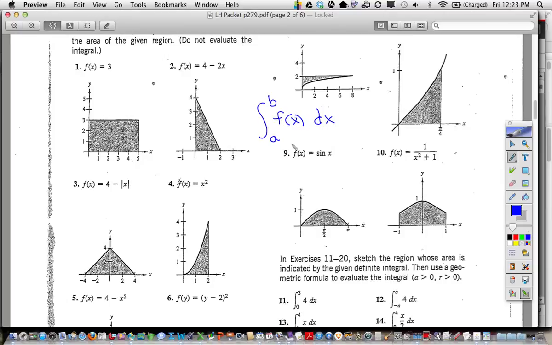Now, this part, the f of x, that's like y equals, that's your equation. Well, that's what we have here. So all they wanted you to do was set up the integral. So it was very simple. All they were looking for was this for number one in the packet. That you understand that that area is written as the integral from 0 to 5 of 3, the function 3, and then the dx is just something we tack on there.